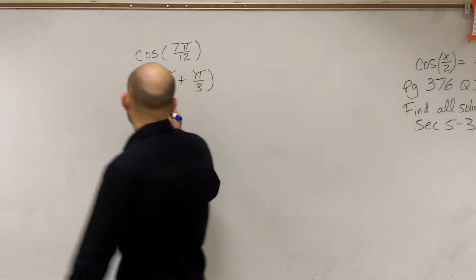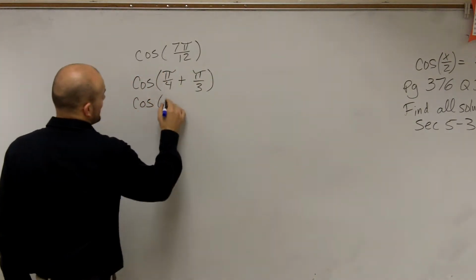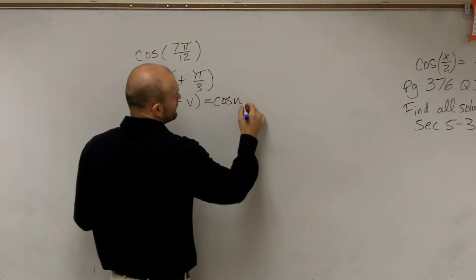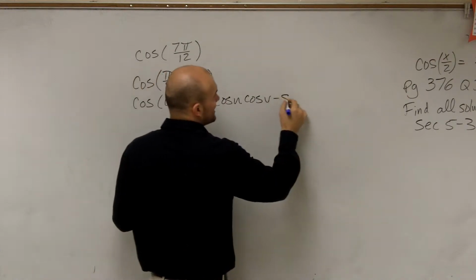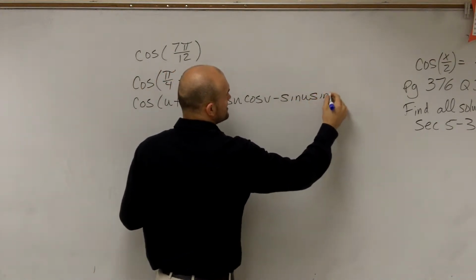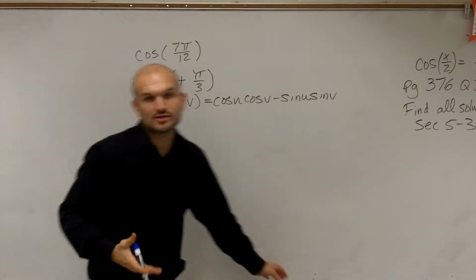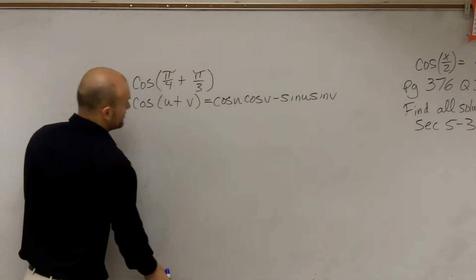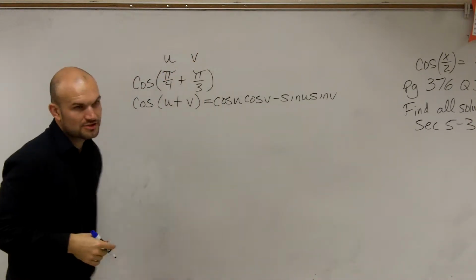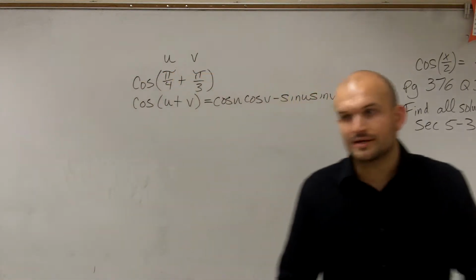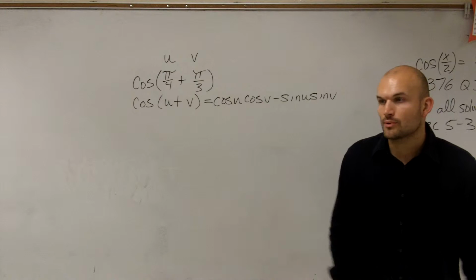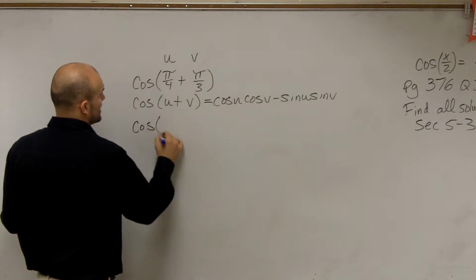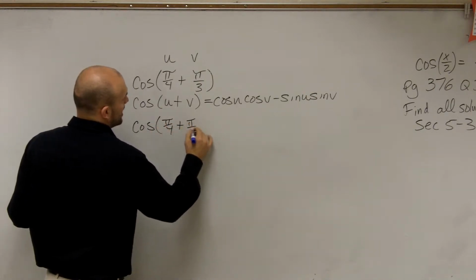So the formula, whenever we have something in the form of cosine of u plus v, where u and v are angles, equals the cosine of u times the cosine of v minus the sine of u times the sine of v. All you're simply going to do in your first couple steps is, I will provide you with the formulas, but the first thing is to label what is going to be my u and my v. And then just plug them in. So therefore, now I have cosine of pi over 4 plus pi over 3.